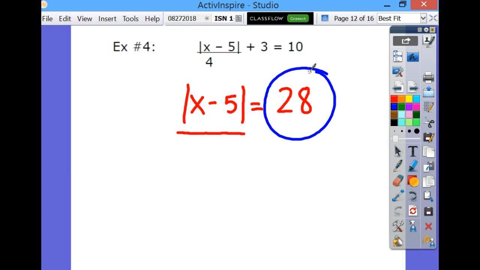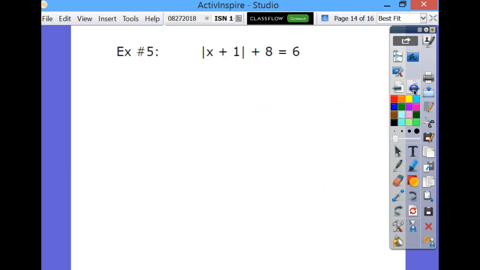You can put them in there and check them to see if I'm right. Okay, so this problem right here. We need to isolate the absolute value. I need the absolute value by itself, nothing added, subtracted, multiplied, or divided to the outside of the absolute value. Get rid of the adders and subtractors first. I need to get rid of the 8. How?